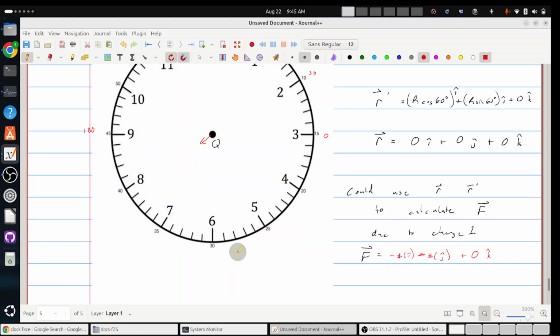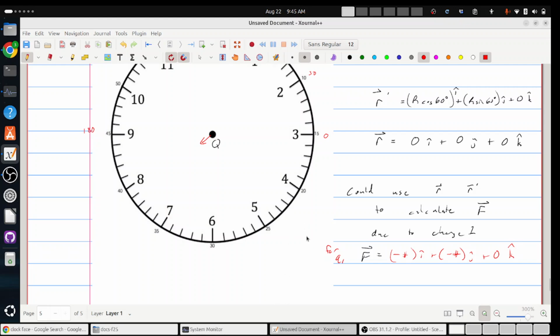So you said minus or plus for i hat? No, sorry. Let me rewrite this more carefully. For charge 1, it would be a negative number i hat, a negative number j hat, and 0 k hat.